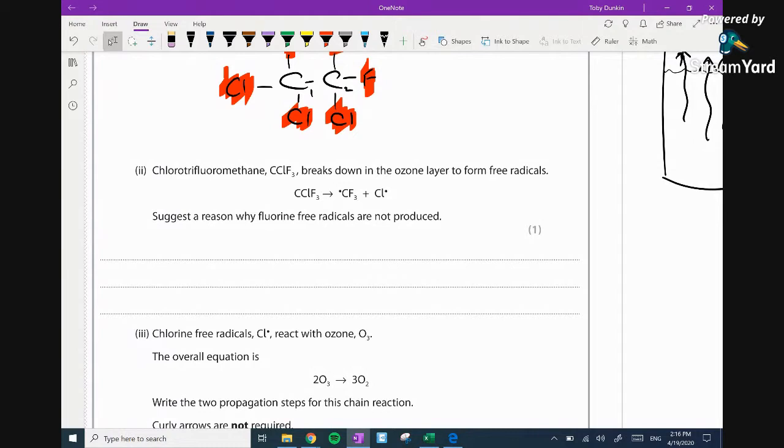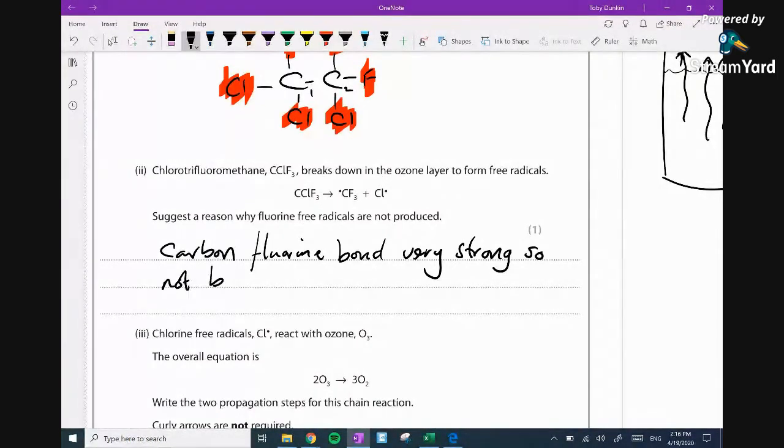Next, chlorotrifluoromethane breaks down in the ozone layer to form free radicals. Suggest a reason why fluorine free radicals are not produced. The carbon-fluorine bond is exceptionally strong. Yeah, the carbon-fluorine bond is very strong, so not broken by UV light. UV light doesn't have enough energy to do so.